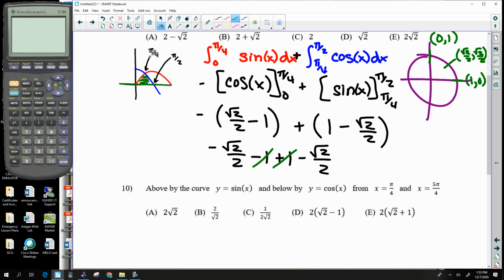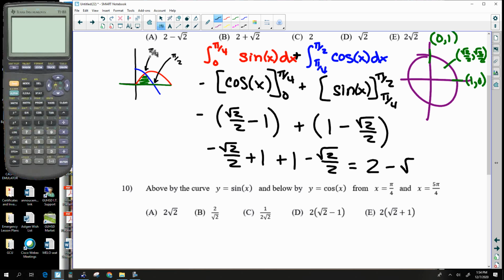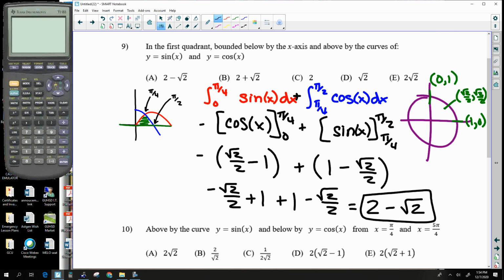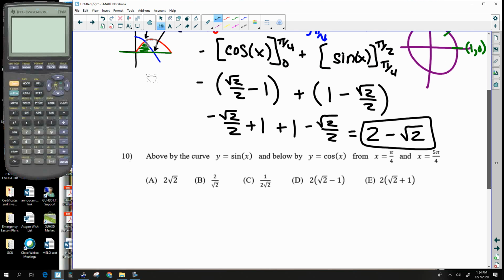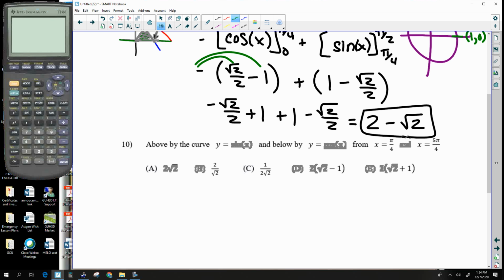This is the obvious simplification here. Whoops. No, I did that right. Hold on. I did do this wrong, sorry. This is negative square root 2 over 2 plus 1 minus square root 2 over 2. All right, so this is going to be 2 minus square root 2. But I made a slight mistake on this. I didn't bring it in. Well, I kind of did, but I kind of did.